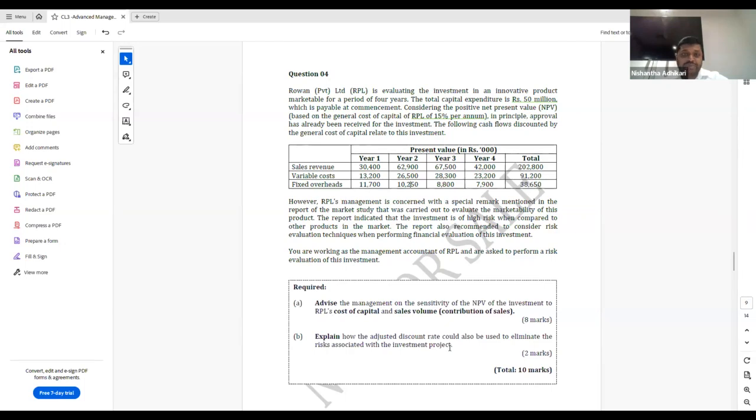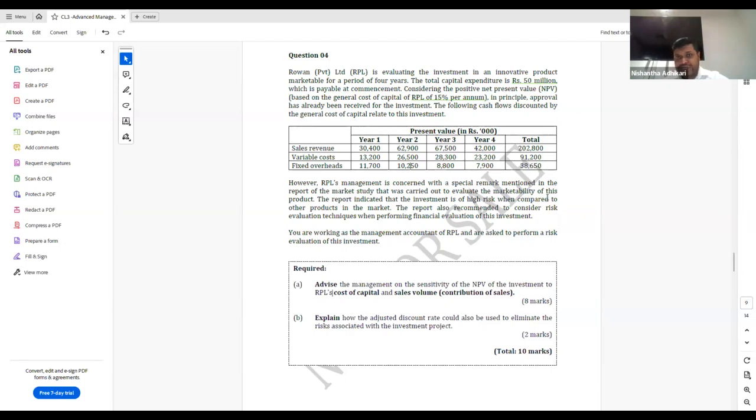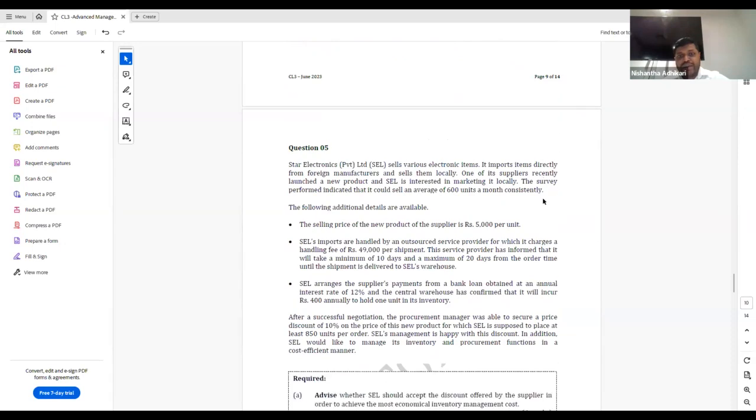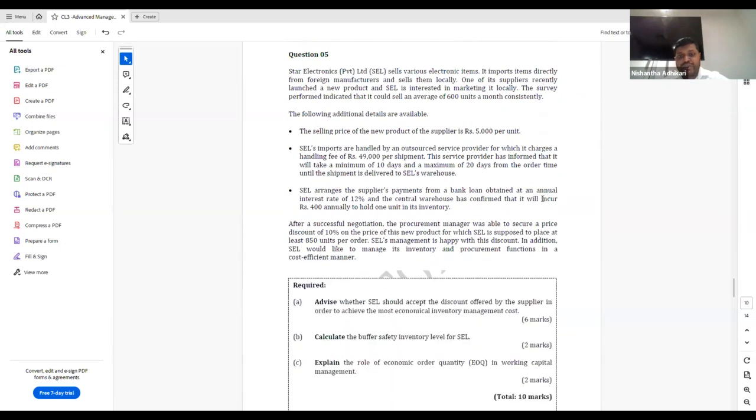Right? Clear. Hope you have understood. Now I am moving to question number 5, coming from working capital management. Very important lesson. Working capital management has a weightage of 10%, right?